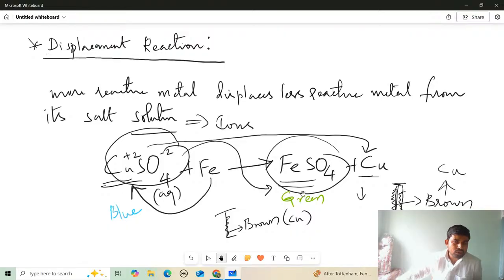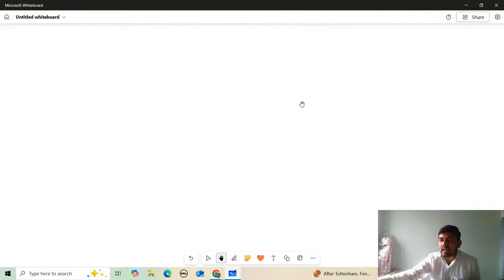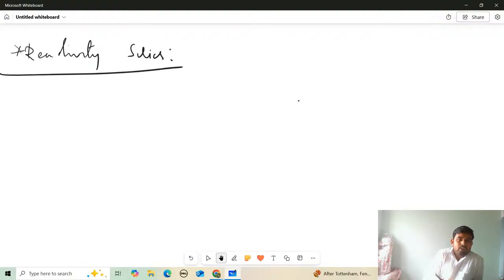So before this one, you should know something else. You should know the reactivity series. To understand this reaction, you should know at least the reactivity series. So what is the reactivity series? It is nothing but this decreasing arrangement of different metals.